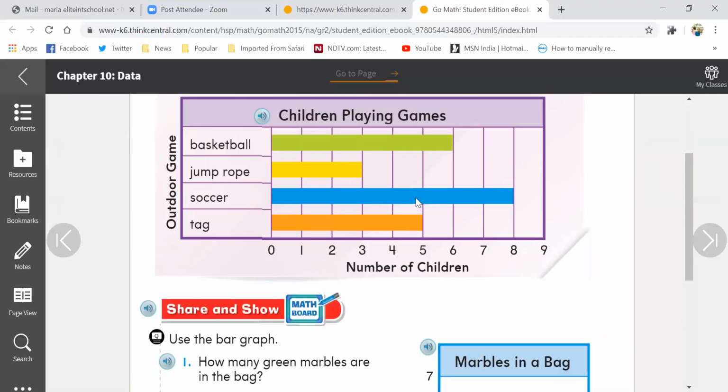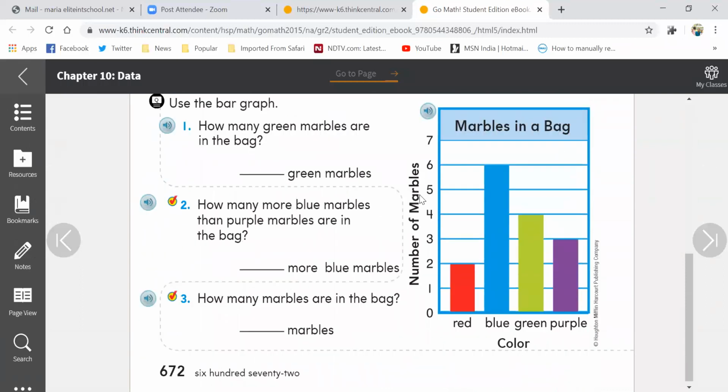Now, along with this, I will put a post on Edmodo and you will later solve a quiz for me.